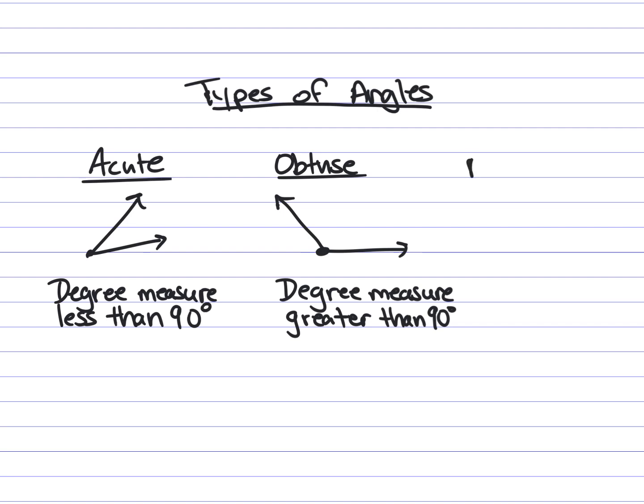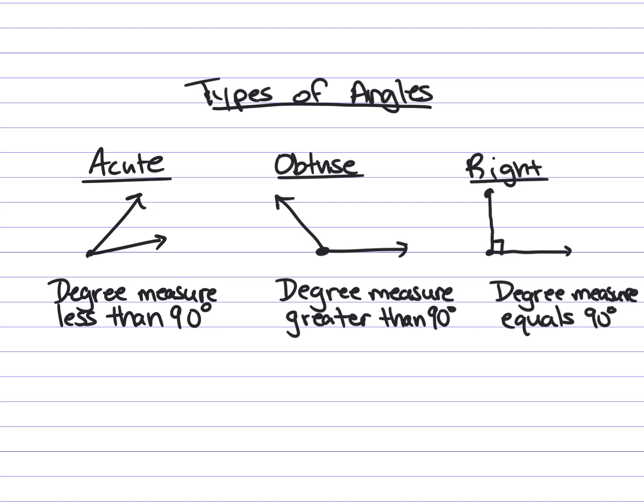And the last is a right angle. These are characteristic of having a little box where the two rays intersect. And if you see that box in the diagram, you know that the degree measure equals 90. Okay, so these are your three types of angles by degree measure.